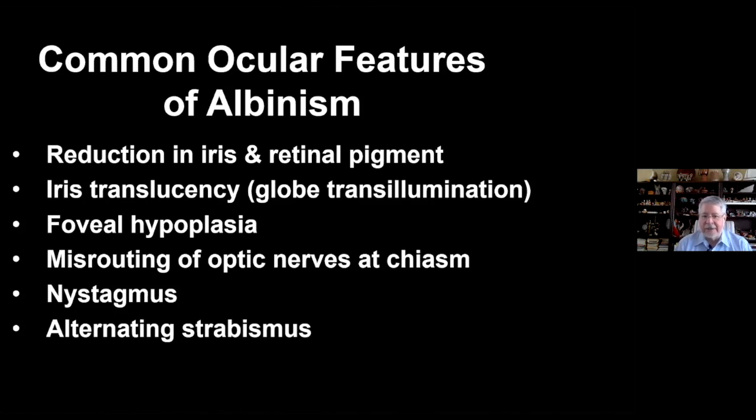There's also misrouting of optic nerves at the optic chiasm. This is the nerve system that delivers visual information from our eyes to the brain, and this misrouting is at least responsible for a deficit in depth perception. There are also abnormal movements of the eye, including nystagmus and alternating strabismus, and I'll leave it to the ophthalmologist to discuss those in further detail in other sessions.